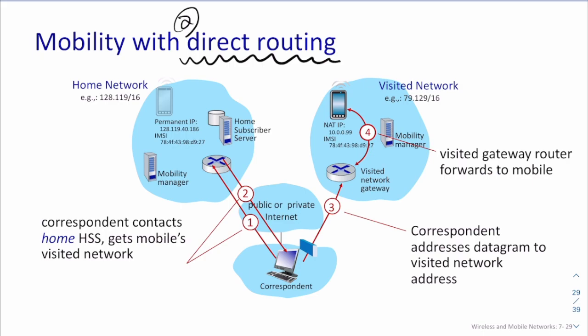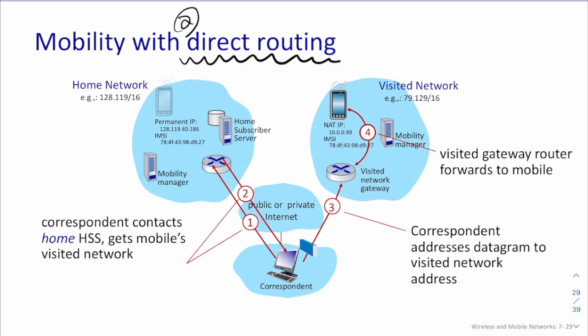step number 1, the correspondent contacts the home address and gets the mobile's visit network. So the correspondent knows you are not in your home network. So the correspondent will send the content directly to the visit network gateway, and the visit network gateway will deliver it to you by step number 4. So in mobility with direct routing, that is another approach compared to the previous one, right?